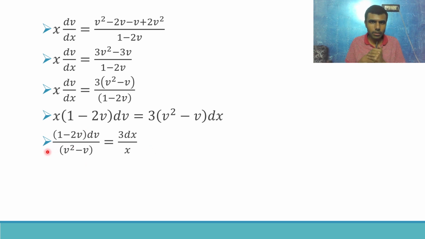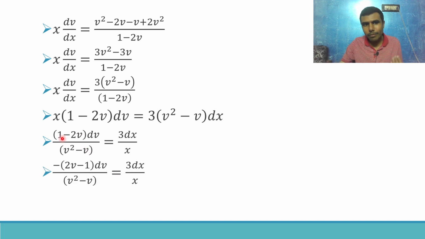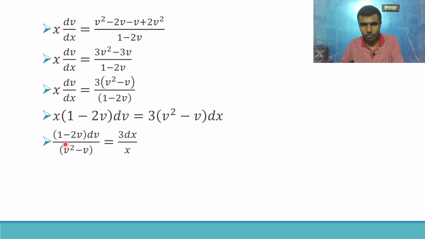What else to do? Take minus common in the numerator. Now you might be thinking, why should I take minus common? Guys, just observe the denominator. What is the denominator? It is v square minus v. What would be the derivative of the denominator? Think a bit.